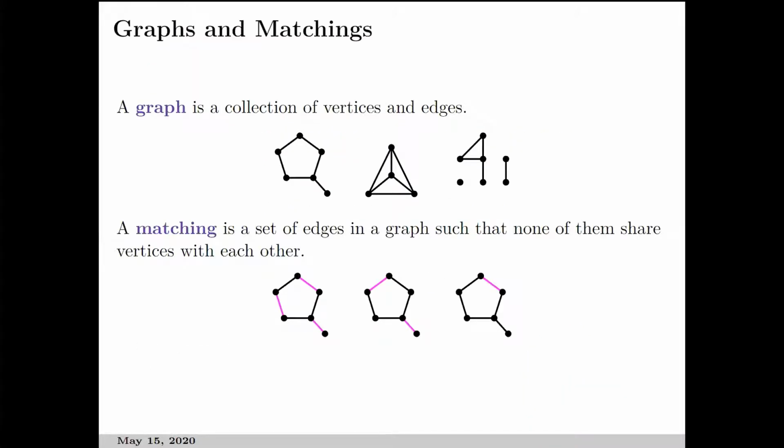Graphs are often used in computer science to represent data points and relationships between data points. Here, graphs will just be dots and lines connecting them. A matching of a graph is a set of edges in our graph such that no two share an endpoint. So in our picture at the bottom, the pink are matchings of our graph.